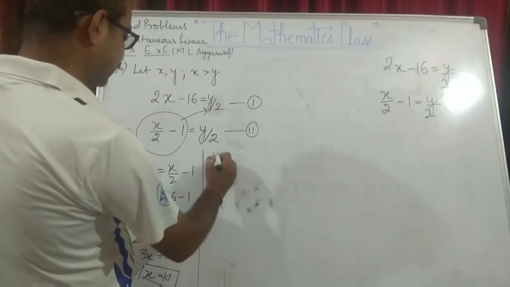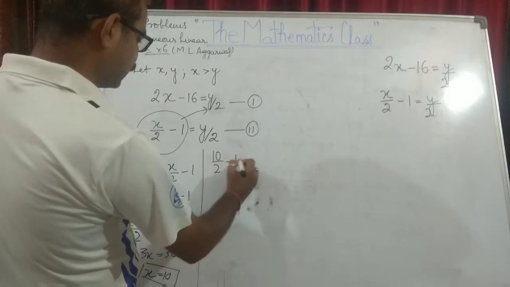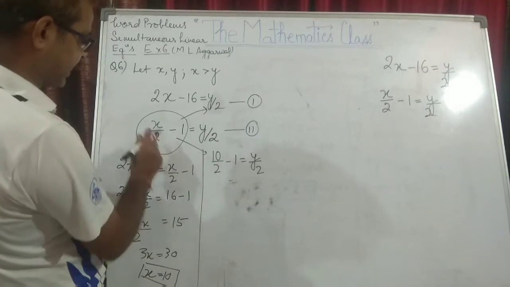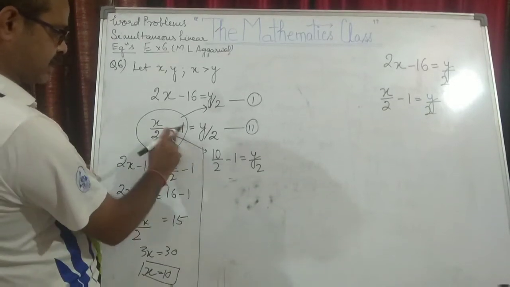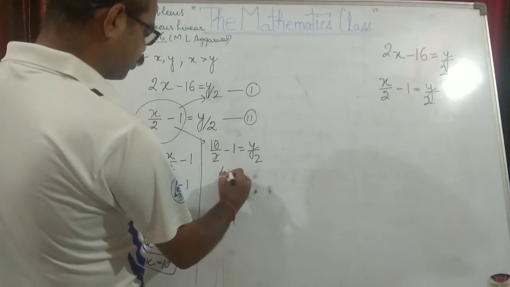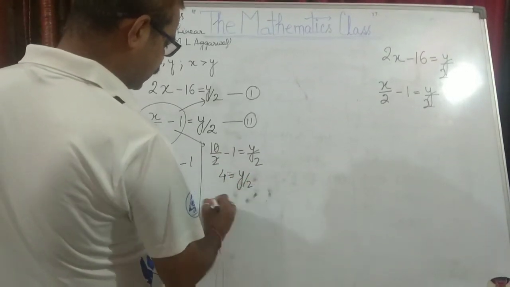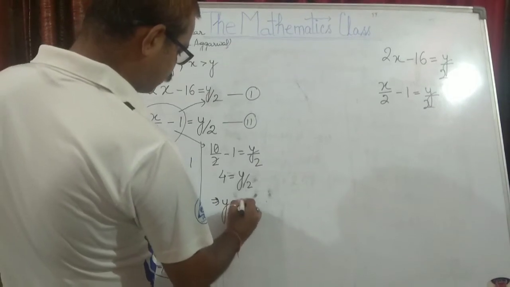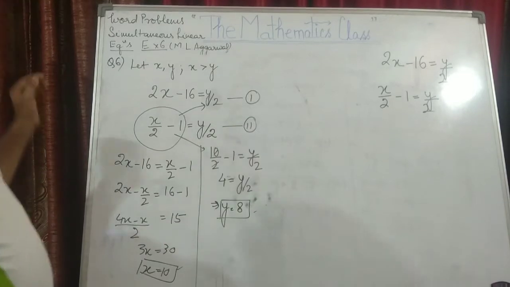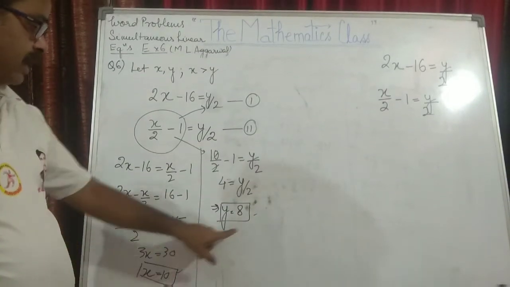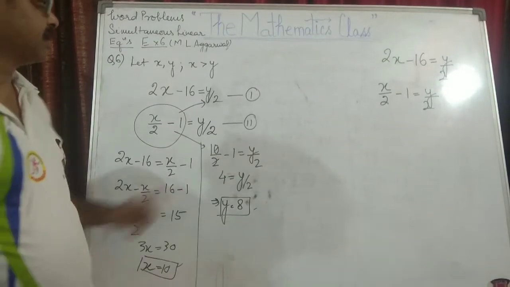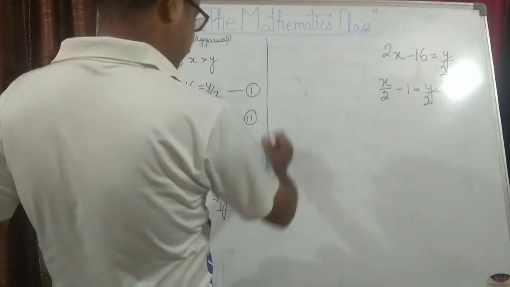Let's say 10 upon 2 minus 1 is equal to y upon 2, as from this equation we are writing x upon 2. 10 upon 2 is 5, 5 minus 1 is 4, equal to y upon 2, which implies that y is equal to 4 twos are 8. So x is 10 and y is 8. We assumed x is greater than y, and you can see 10 is greater than 8. So this finishes off question number 6.